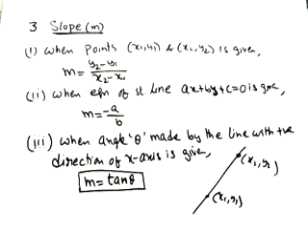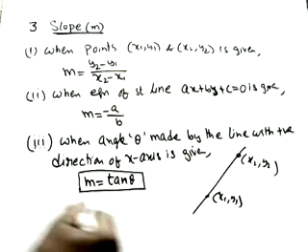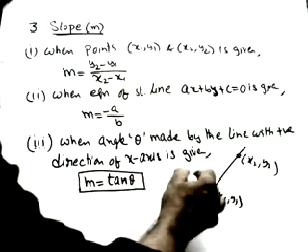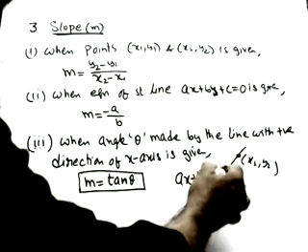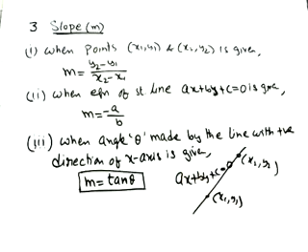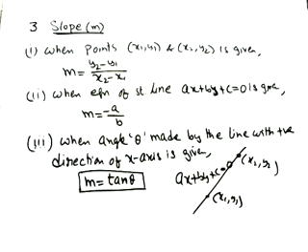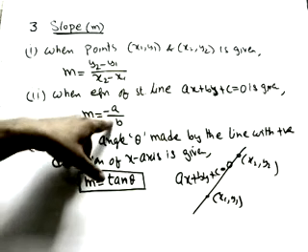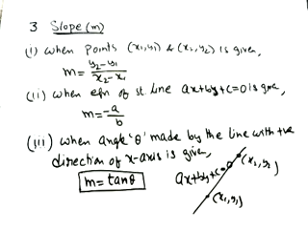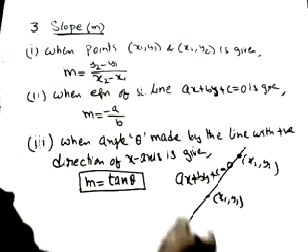When we have 2 points, the slope is given by m equals y2 minus y1 by x2 minus x1. Suppose we don't have the points, we have the equation of a line. What is the equation of a line? ax plus by plus c equals 0. Then the slope is given by m equals minus a by b.